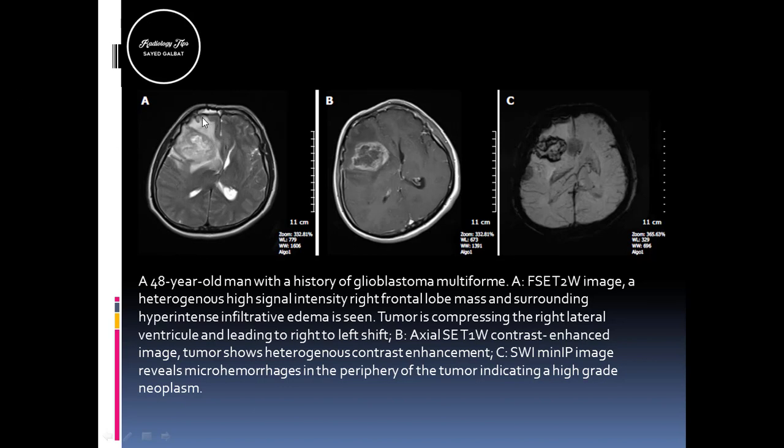Look to this example. This is a space-occupying lesion at the right frontal region with significant surrounding edema and mass effect. In the post-contrast, it shows marginal irregular post-contrast enhancement. And look to the SWI. You can have a picture similar to the post-contrast without using the contrast material. So these are areas of hemorrhage and new angiogenesis.